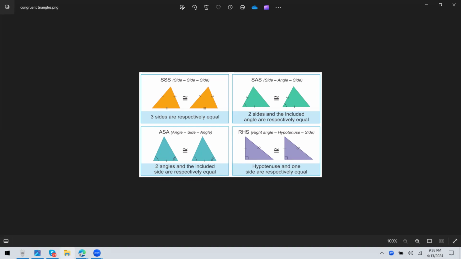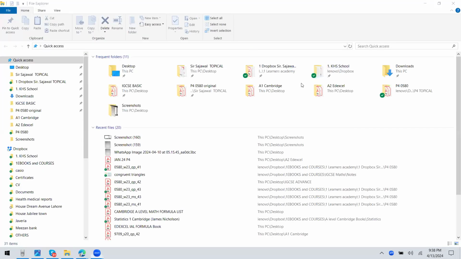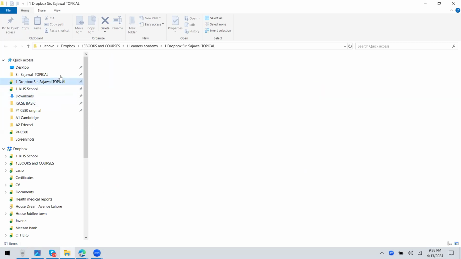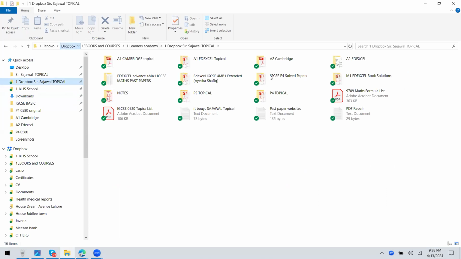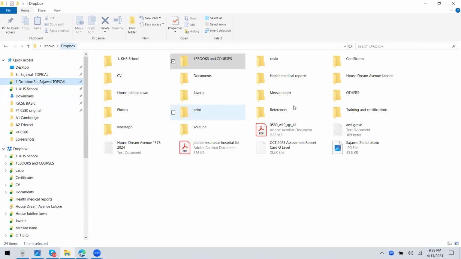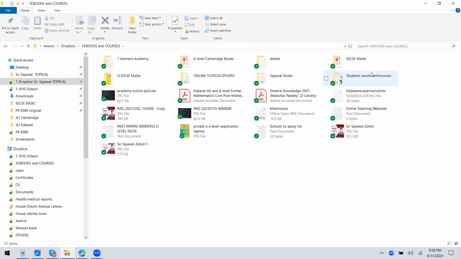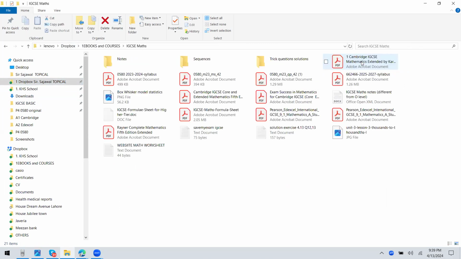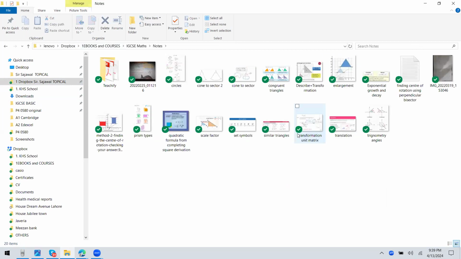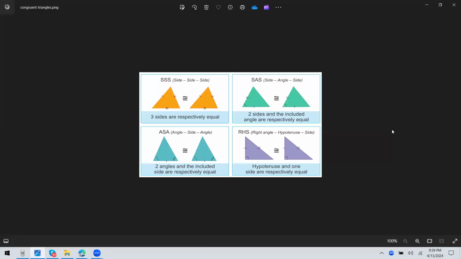For similar triangles also, I can quickly show you the photo. One second, please. Okay, so this one is for the similar triangles also. Rules are summarized here.